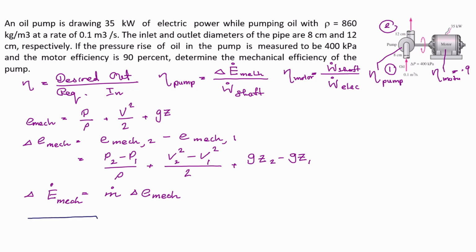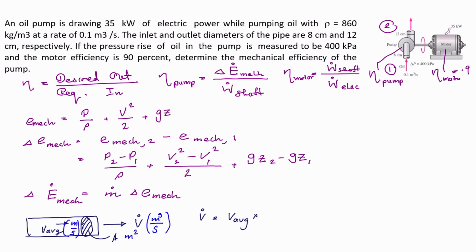Additionally, we need to establish a relationship between the volumetric flow rate and the velocity of the fluid. If the cross-sectional area of the tube through which the fluid is flowing is denoted as A, the volumetric flow rate is equal to the average velocity of the fluid multiplied by the area. We also know that density is equal to mass divided by volume, and we can establish a relationship between mass flow rate and volumetric flow rate using density.